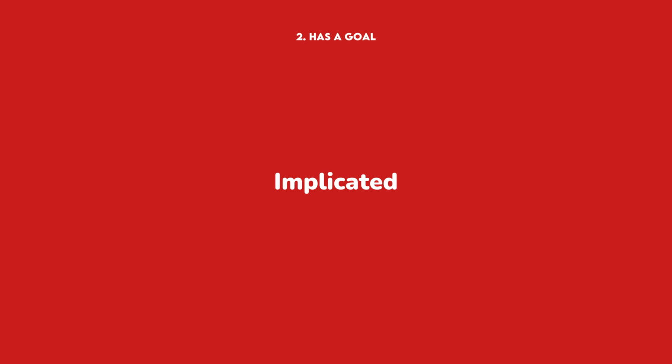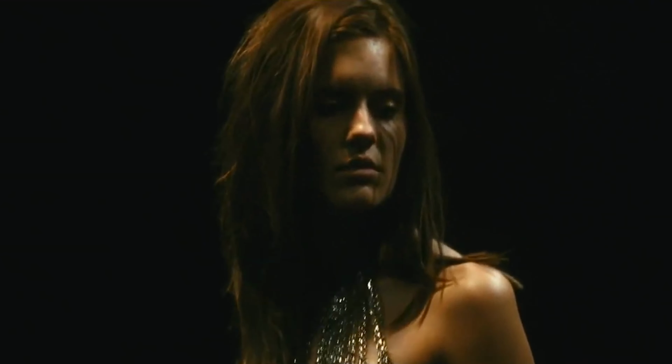Number 2 for has a goal is implicated. So implications means that there's stakes involved. So what are the consequences or what are the stakes of your character or your customer not actually achieving their goal that we've identified in the previous step? In Taken, Liam Neeson's consequences of not saving his daughter is that he's never going to see her again. And that's what makes the movie so intense.